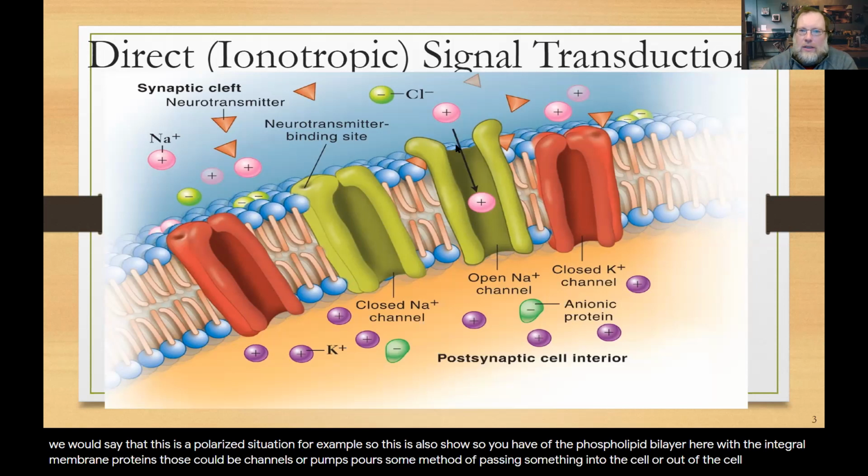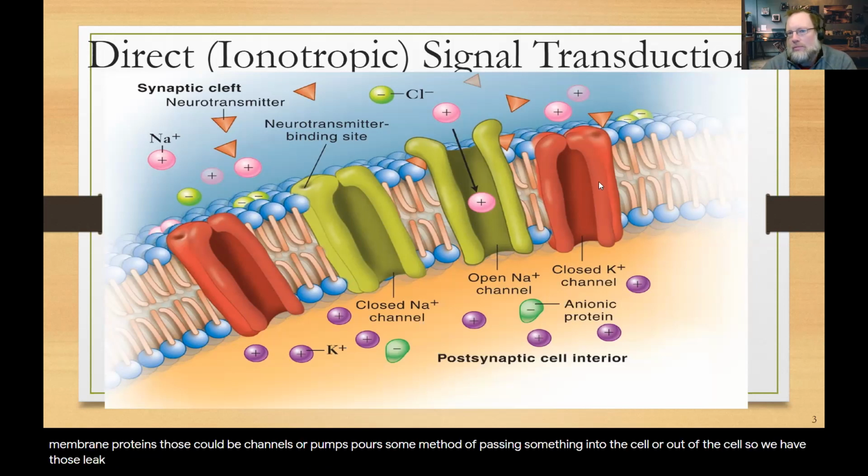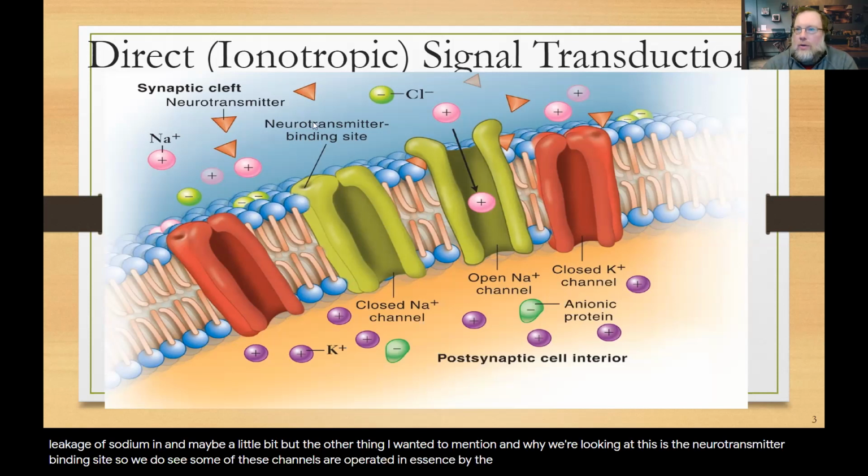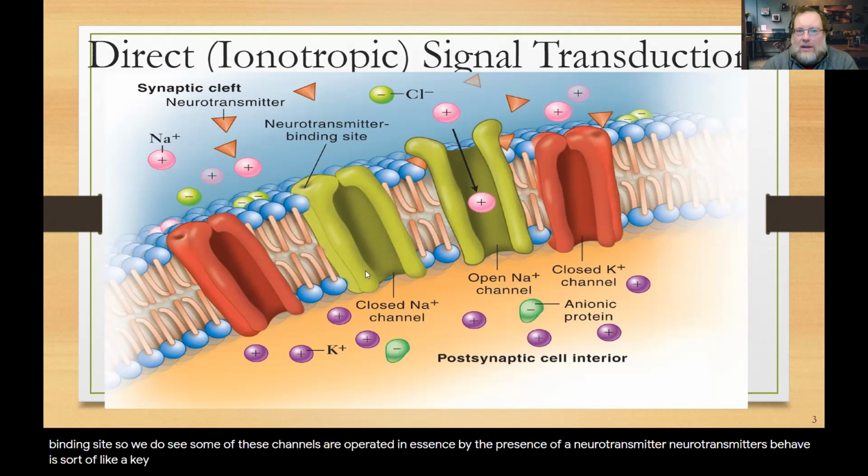So we have those leak channels. Remember those from part 1. These are the leak channels. So again, when we're polarized, we do have a little bit of leakage of sodium in and maybe a little bit of leakage of potassium out. But the other thing I wanted to mention and why we're looking at this is the neurotransmitter binding site. So we do see some of these channels are operated in essence by the presence of a neurotransmitter. Neurotransmitters behave as sort of like a key to unlock the channel.